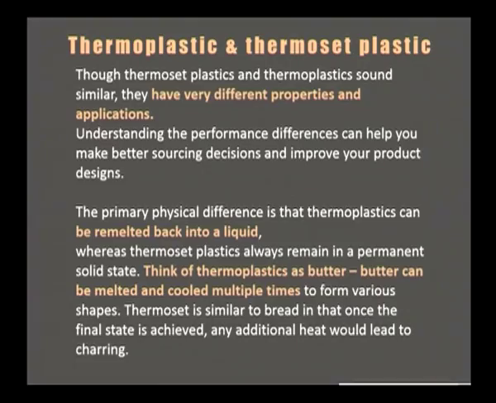Plastic is an important product being used to make other products, surfaces, building materials and cladding. So, in order to understand what plastic to use, you need to understand what plastics are. You need to understand what a thermosetting plastic and what a thermoplastic is. The primary physical difference is that thermoplastics can be remelted back into liquid. There is a particular liquid that is made into solid, which is what plastic basically is, and it can sometimes be remelted back into liquid in order to be recycled or to form other products.